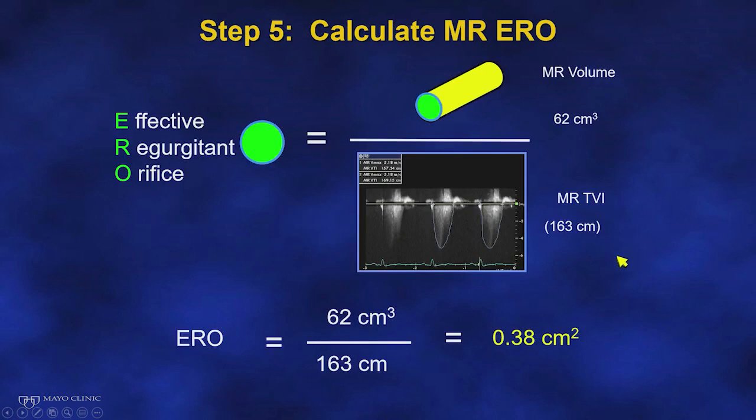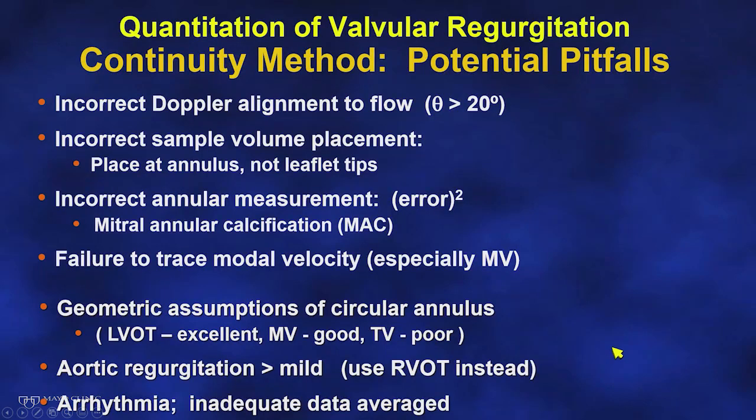We then can take our mitral regurgitation volume that we measured and the TVI of the mitral regurgitation by CW Doppler, divide this by this, and that will give us our calculated effective regurgitant orifice, in this case, 0.38 centimeters squared. Now, there are some problems with the continuity method.